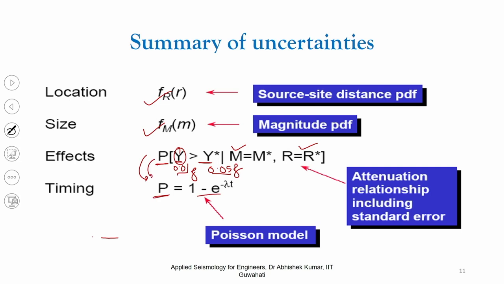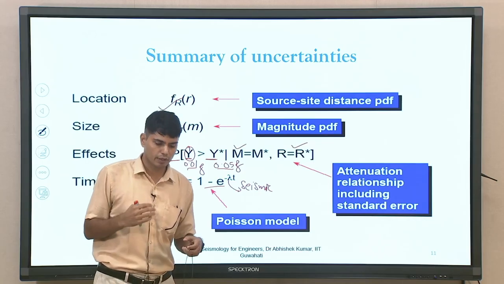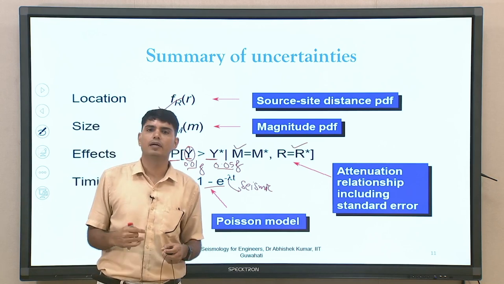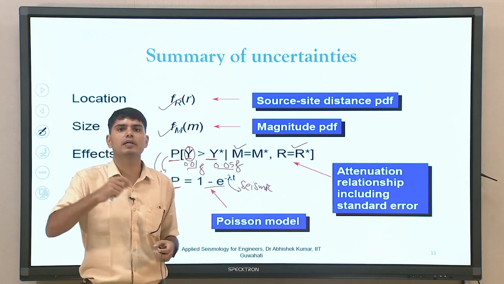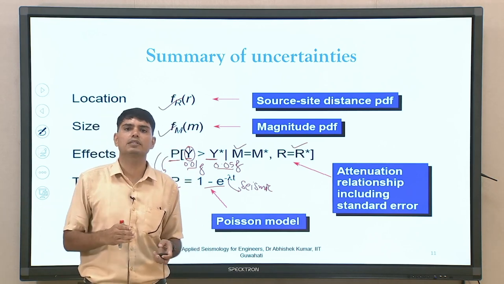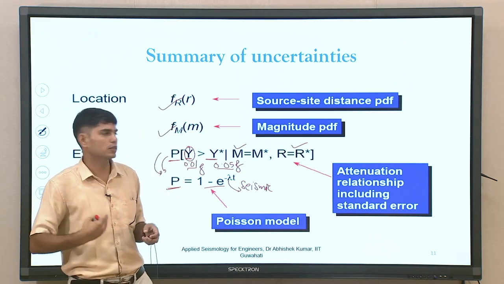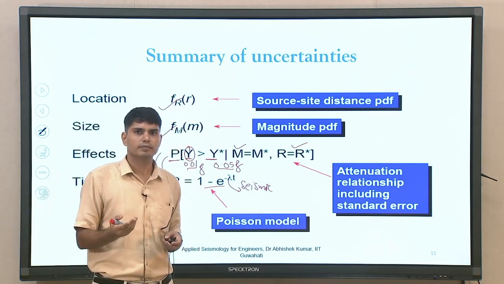So, lambda is going to give me the frequency, how frequently I am interested to target for a particular seismic scenario. If I am interested to find out a ground motion which has 10% probability of exceedance in the next 50 years, that means whatever ground motion I am going to predict today has only 10% probability that it is going to exceed. 90% chances are there this ground motion is not going to exceed in the next 50 years.